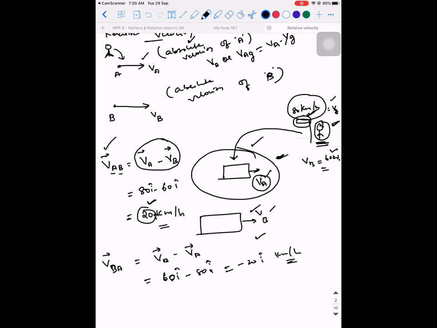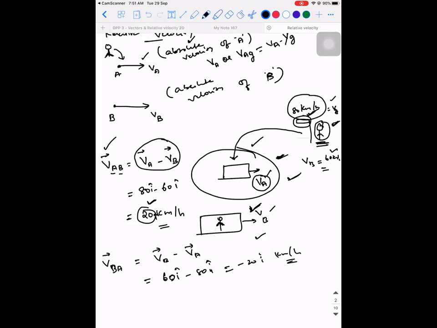So what is the meaning of this? It will be as if the person in this car will feel as if they are moving with a speed of 20 kilometers per hour in the backward direction with respect to A. Actually, they both are moving in the same direction, right? But it is a feeling that this person will feel as if he is moving in this direction with a speed of how much value? 20 kilometers per hour. Are you able to understand why I'm saying it?